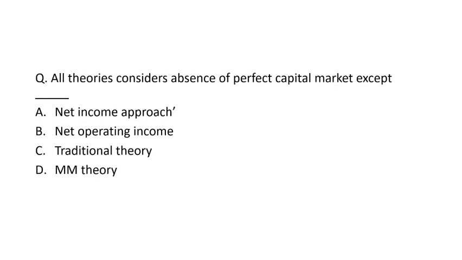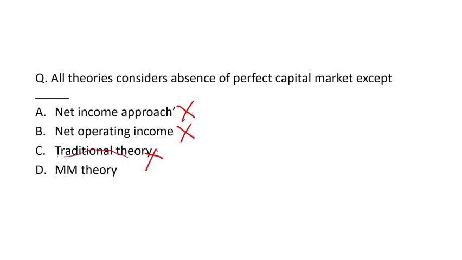All theories are considered in the absence of a perfect capital market except dash. Net income approach, net operating income approach, traditional theory, and MM approach or MM theory. So first of all, absence of perfect capital market. What does it mean? In the assumptions of the net income approach, a perfect capital market does not exist. In the net operating income approach, a perfect capital market does not exist. In the traditional approach by Ezra Solomon, a perfect capital market does not exist.